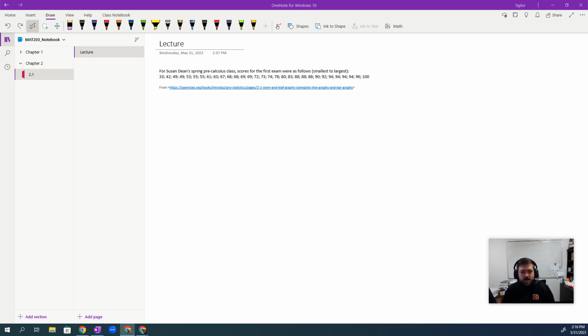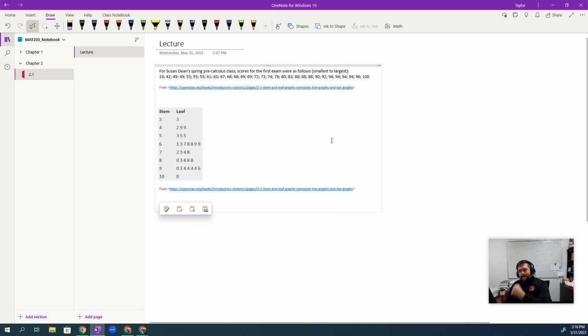So I'm going to pull up the stem and leaf plot. This is from your textbook, of course, like all the examples. And here's the stem and leaf plot that they made. So look at it. Now you might be looking at that and going, Taylor, that doesn't look any better to me. Like, what's the difference between that list of numbers and this?